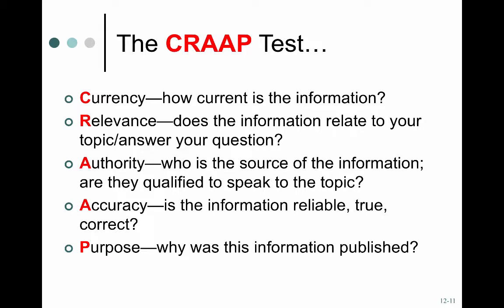Finally, the purpose for the information. Why was it published? Is it to inform, teach, sell, entertain, or persuade? Or is its purpose unclear? Is it fact, opinion, or propaganda? Is it objective and impartial? Is there evidence of bias that leads you to believe the information may not be trustworthy? I've put the link to this handout underneath the video on the Canvas page, so you can print it out and refer to it as you research.